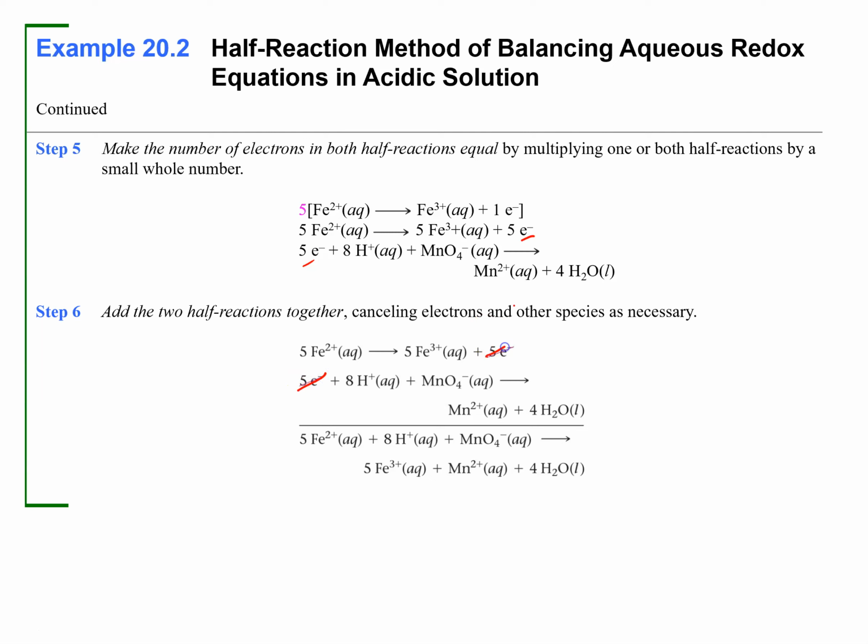Stacked up, we can see our electrons neatly cancel, as they should. If they don't, you weren't balanced. And then we can add everything else together, and you can see our final reaction is displayed below, where 5 iron 2s plus 8 protons plus a permanganate will react to form 5 iron 3s, 1 manganese 2, and 4 equivalents of water. Whew, nice. And nothing here is that complex. It's really not. If you just follow this systematically, you're going to get to the right answer overwhelmingly.